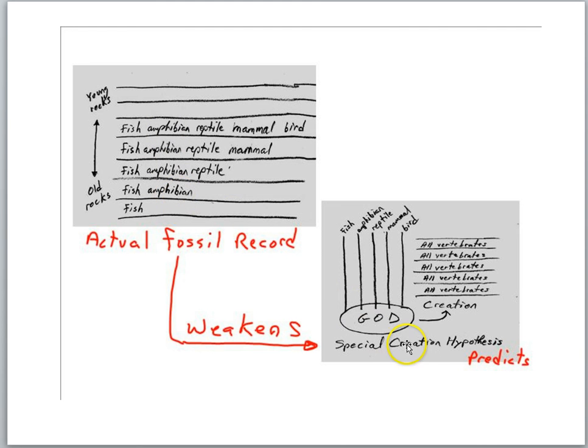And let's compare that to what Paley would have suggested. Remember, if God had created all the different species at some point in the past, then we might predict that all of the different vertebrates would be present in all of the rock layers. So notice the prediction of the special creation hypothesis is different than the actual fossil record. The actual fossil record weakens the special creation hypothesis. In summary, then, the fossil record supports Darwin's claim that species had changed over time, and it weakens the special creation hypothesis.